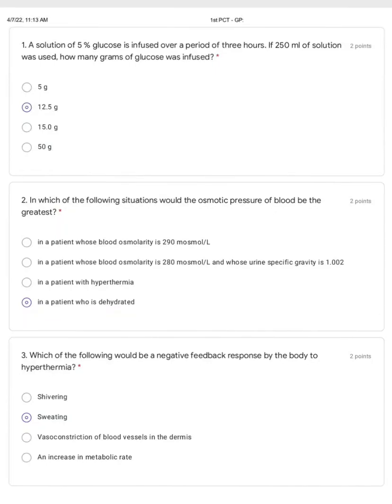Class of the physiology, and today we will discuss the 13 questions, high-yield questions from the general physiology, and start with the first one. It is about the infusion of the glucose.